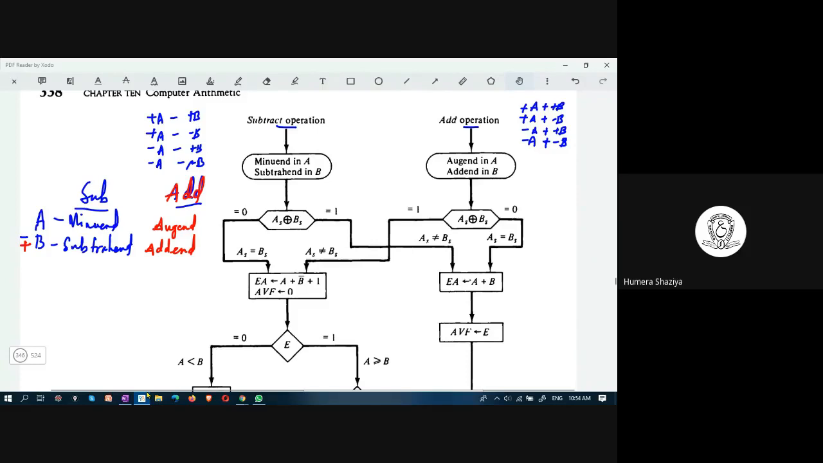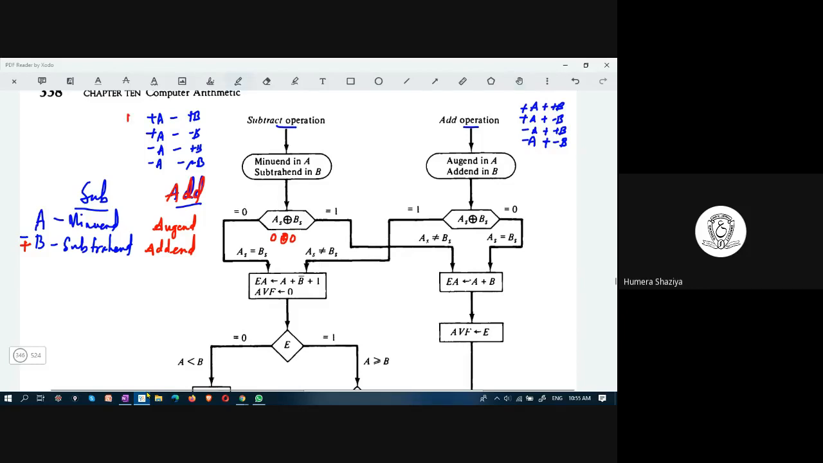What is AS? Plus means 0. It is 0. XOR BS. What is BS? For this, consider the first case. 0 XOR 0 is 0. When you get 0 XOR 0 is 0, you have to do subtraction.